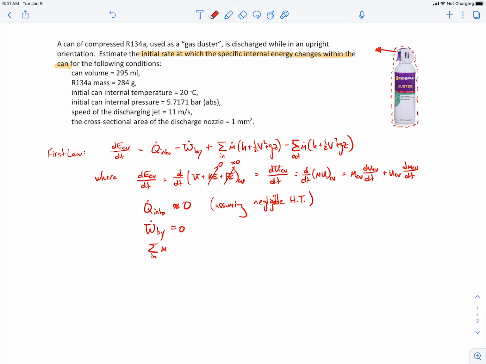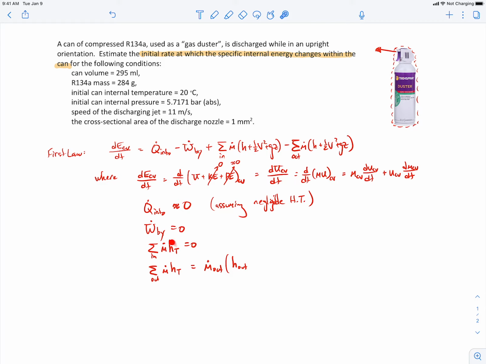As far as the total enthalpy coming in, I'll just write it like that. That's going to be 0 because there are no inlets into this can. It's just an outlet. And for the outlet, there's just one outlet, so I'm just going to call it m dot out. It'll be multiplied by the specific enthalpy out, so it's just this term.